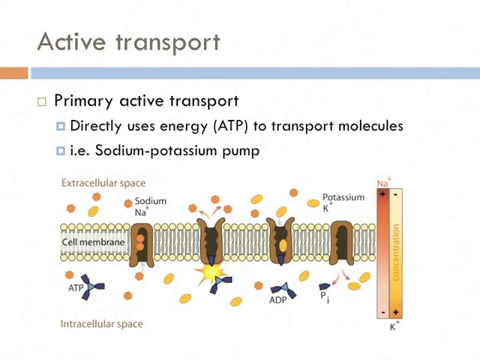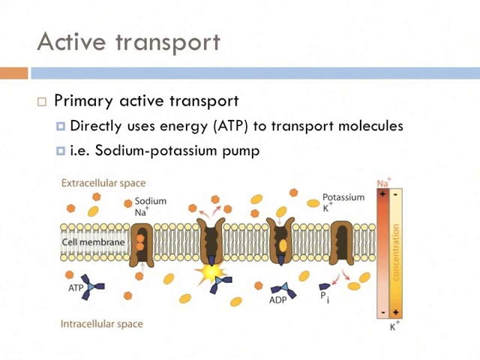Active transport requires energy to move substances from one side of the membrane to the other. First, I'll tell you about primary active transport. It is primary because it uses ATP directly to transport molecules from one side of the membrane to the other. The classic example of this is the sodium-potassium pump.